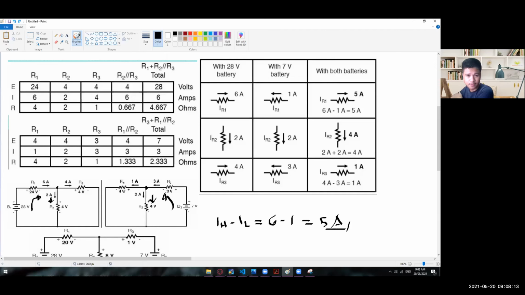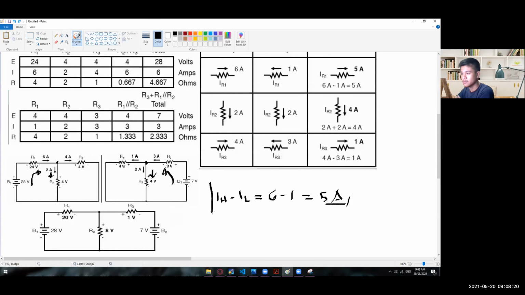Yes, Mr. Awas, if it's the same direction, add. If they have different direction, of course, this will be applied: IH minus IL. Okay, so of course the value of this IH is positive, and the value of this IL is also positive. So you don't need to worry about the signages of these values.